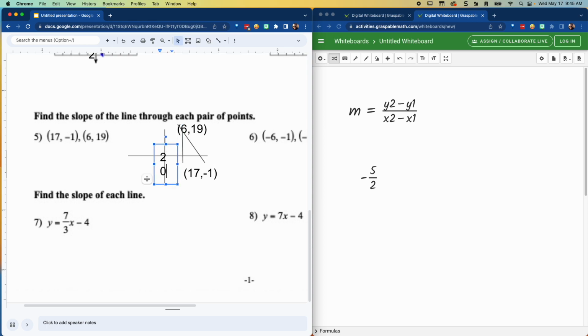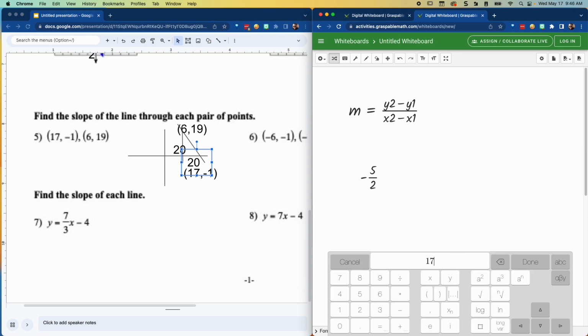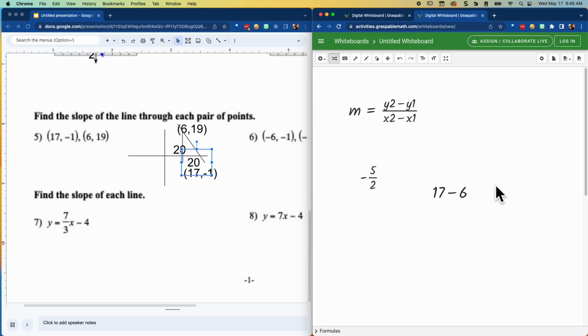And you can do this with a formula calculation, but you don't have to. I'll show you how the formula calculation works as well. So it's going 20 up and down. Then let's see how much it is going horizontally. It starts at 6 and it goes up to 17. If you're not sure how to calculate that, you can just do a subtraction, 17 minus 6, and that would be equal to 11. So the horizontal is 11.